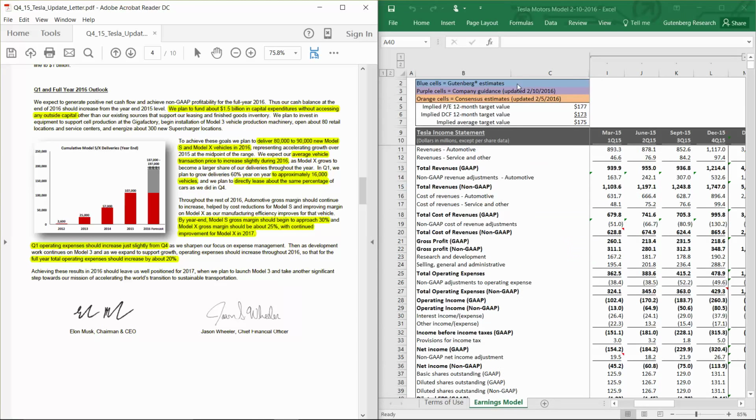So let's get into the guidance, and there are three main things that we want to talk about here. One is the implied revenue guidance based on the delivery and average selling price guidance, the gross margin guidance, and the operating expense guidance. So on the average selling price, they didn't actually break down the average between Model S and Model X, so we had to do a little bit of calculations.